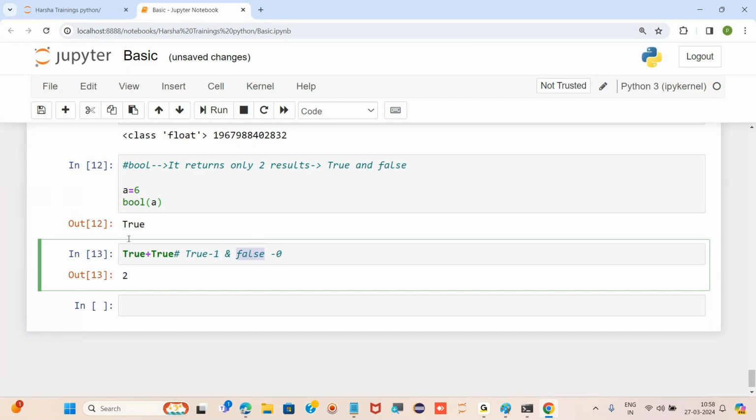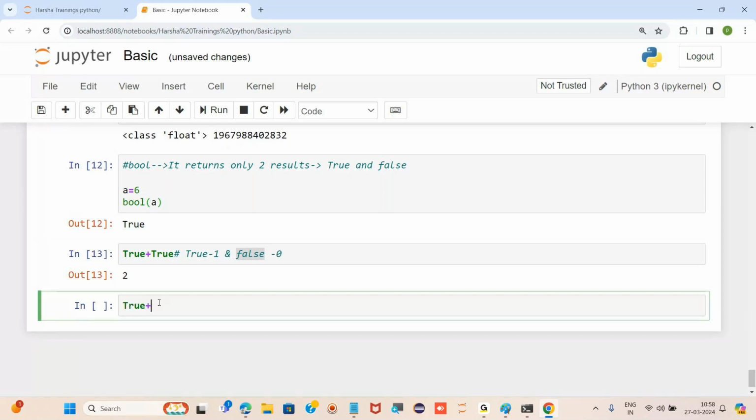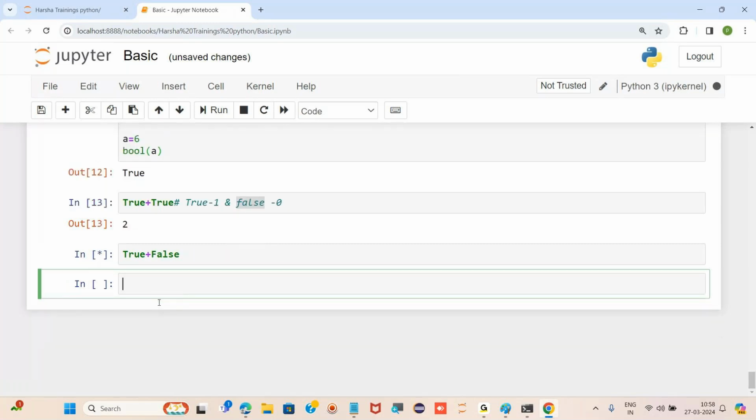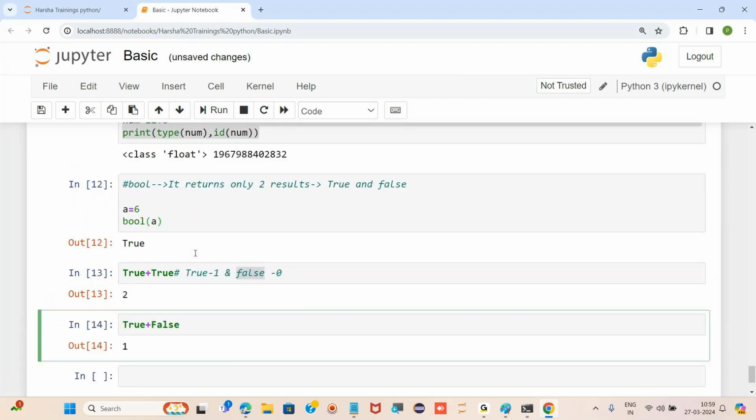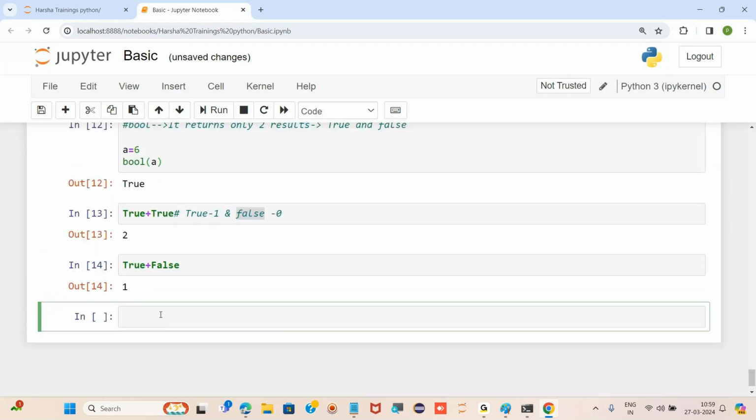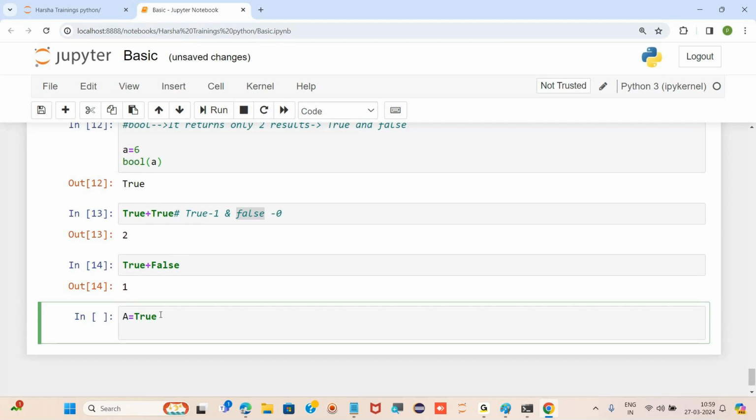That's why it is giving true plus true means 1 plus 1, it is giving 2. Similarly, if I go true plus false, it will give 1 because 1 plus 0 is nothing but 1 only, right? But what is the need of this true and false? We can also store the value as a is equals to true. We are storing a is equals to 2.